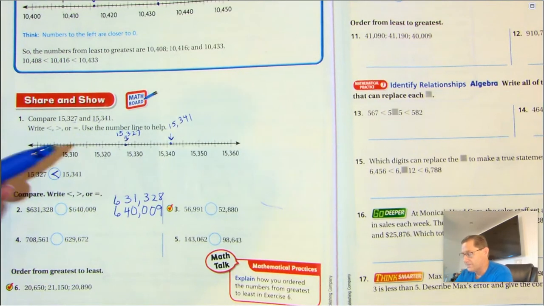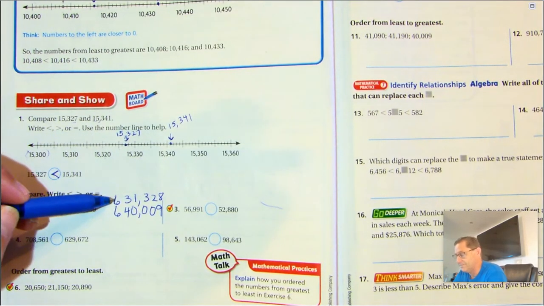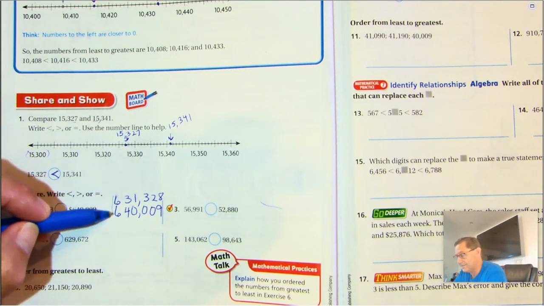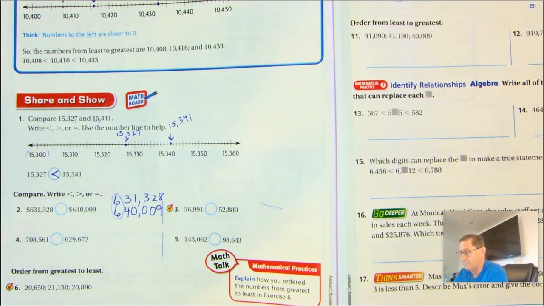And now we know that our first step is to look at the digit to the far left, which in this case is the 100,000s, and they're both sixes. So that doesn't help you figure out which one's larger.